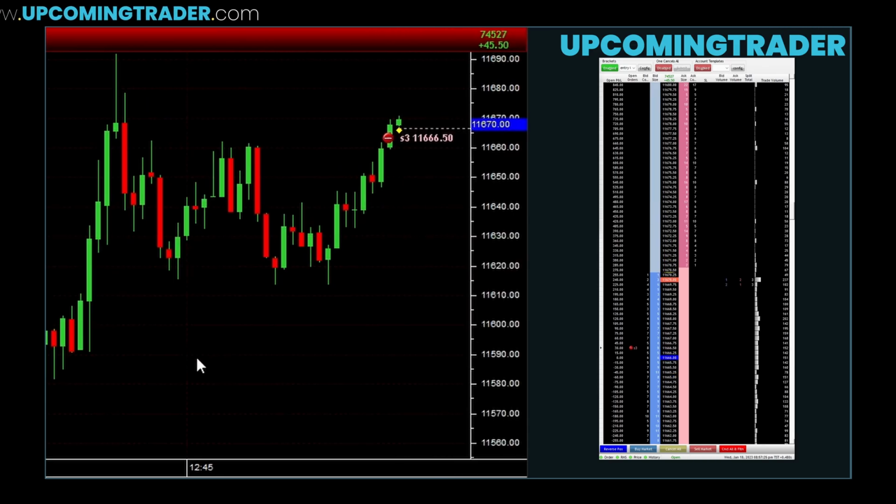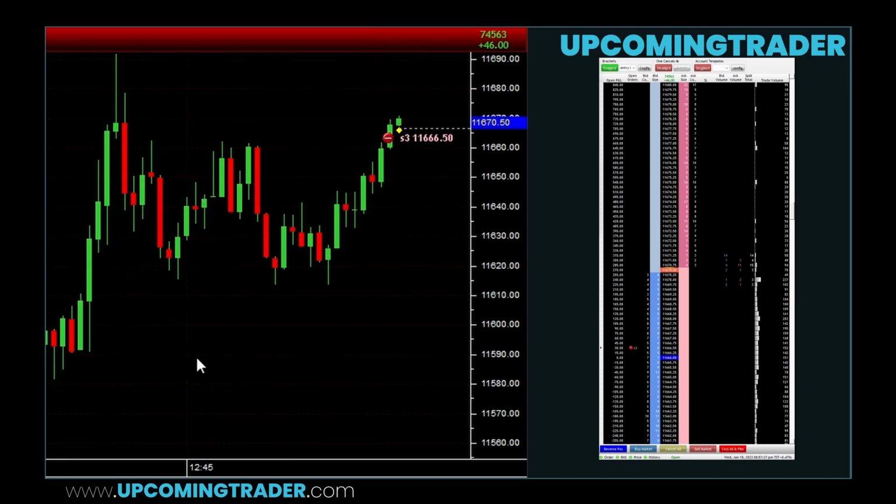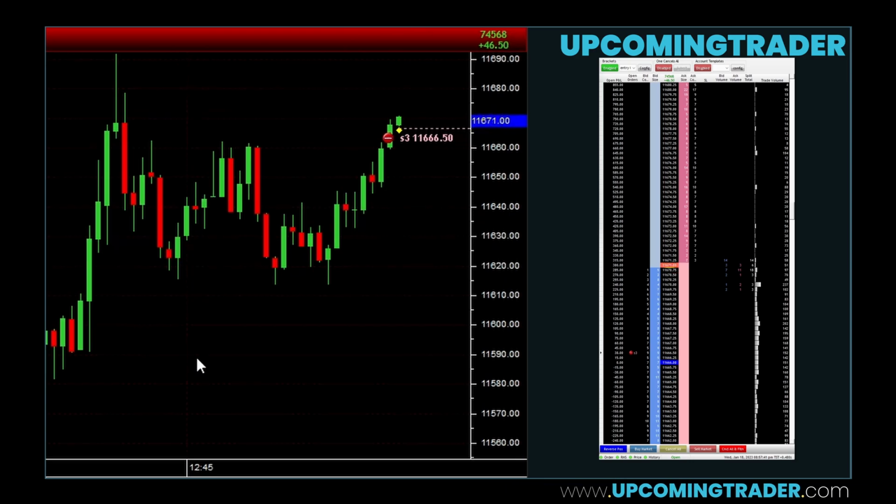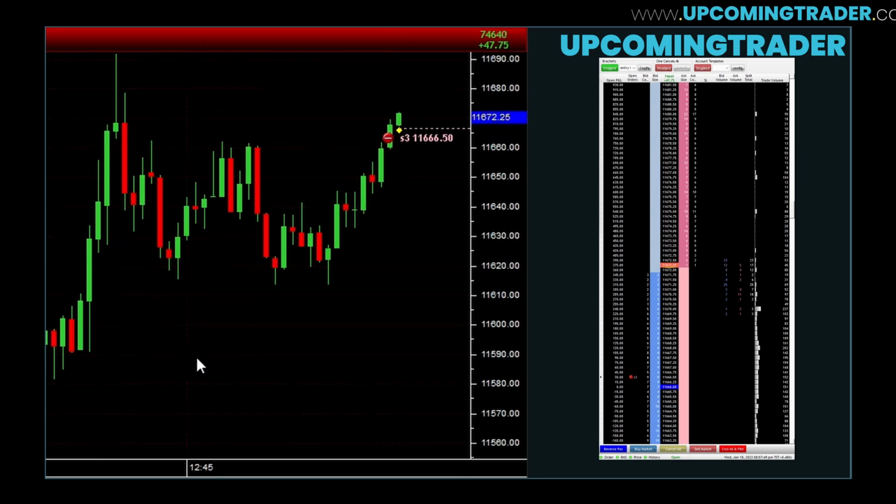Another classic pattern is the rounding bottom. This pattern looks like a U shape and indicates a gradual reversal from a downtrend to an uptrend. It often signals a long-term buying opportunity as it shows a slow shift in momentum from sellers to buyers. The rounding bottom is often followed by significant upward momentum, making it a great pattern for longer-term traders.